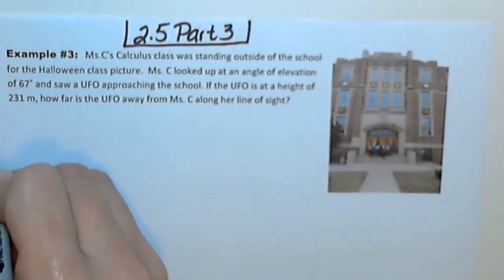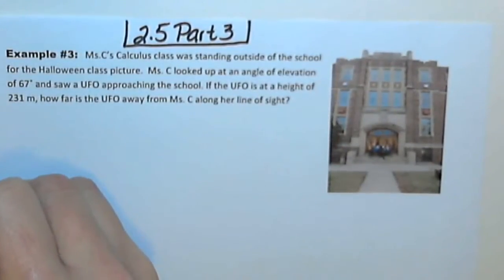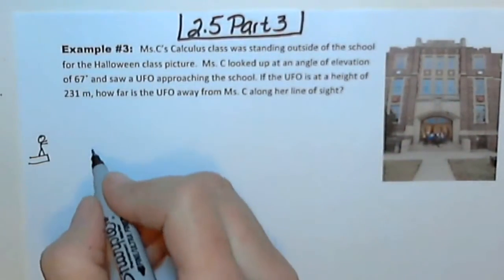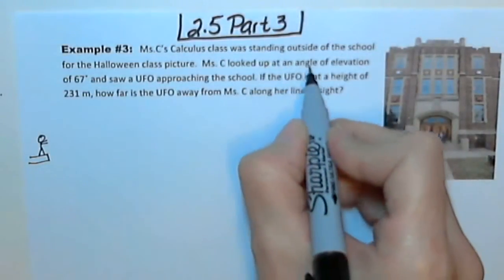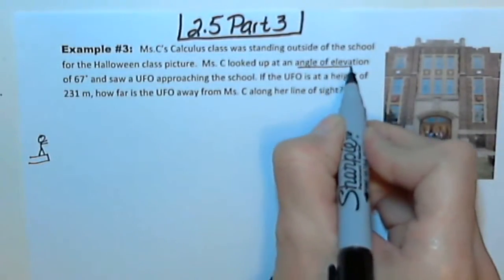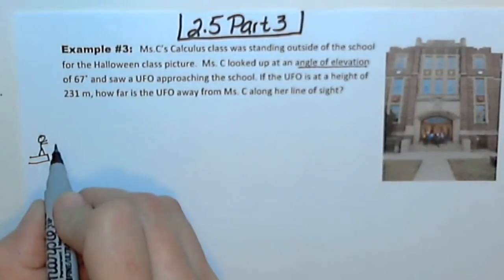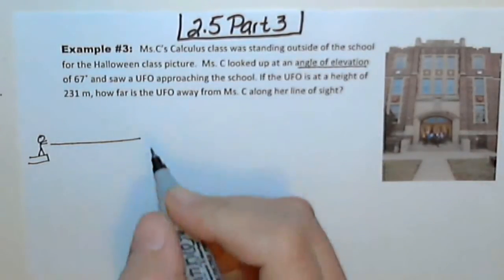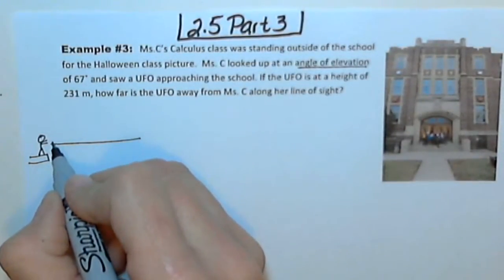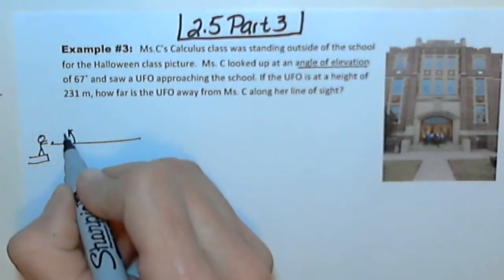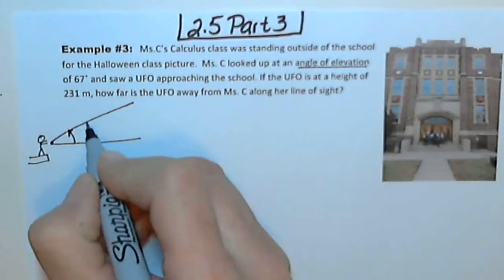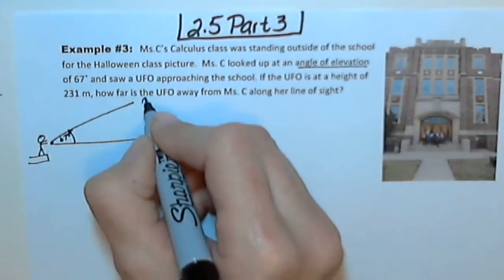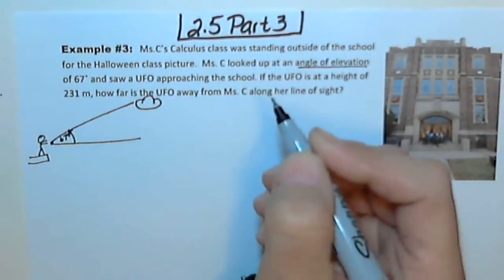So here's Miss C, and she's standing on the steps of the school, and the other kids are all around behind her. So there she is. So when we're talking about an angle of elevation, the first thing you need to remember to draw is a horizontal line. And we're not going to take Miss C's height into account, just like we haven't in any other questions, because she's pretty short. So she looks up at an angle of elevation of 67 degrees. So there's an angle of elevation, and that's going to be 67. And she sees a UFO. Now I don't know how to draw UFOs, so pretend.